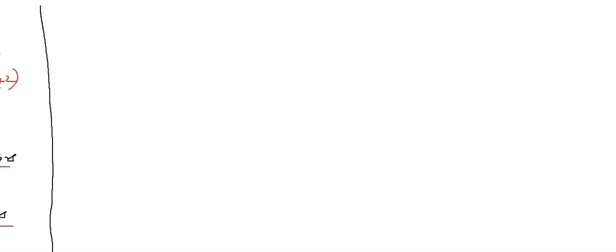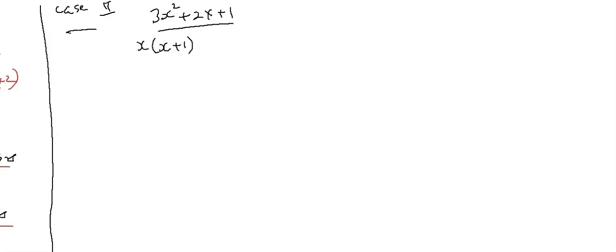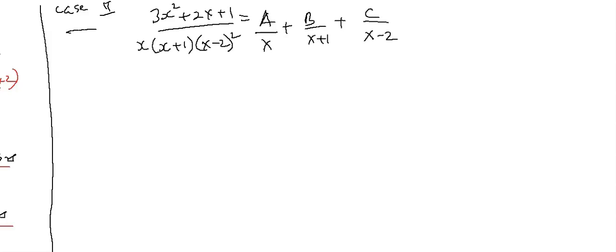So case 2, we have (3x squared + 2x + 1) over (x + 1) by (x - 2) squared. And we said this can be decomposed into a over x plus b over (x + 1) plus c over (x - 2) plus d over (x - 2) squared.